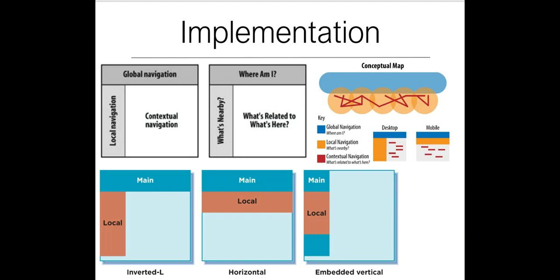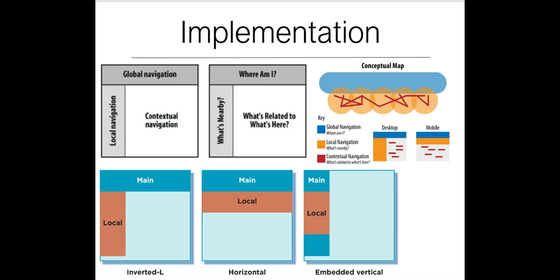And then local nav is, well, what's nearby? And then contextual navigation is what's related to what's here. Looking at the one on the bottom, that's actually more the sort of thing that you're going to find on typical mobile ways of implementing this type of information. So you may still have a global nav main, so to speak, at the top, but then it's essentially an inverted L. So very similar to the standard desktop type, which is the grayscale version immediately above that.